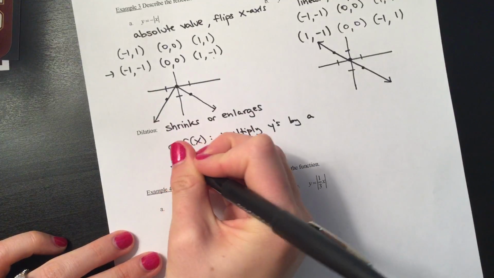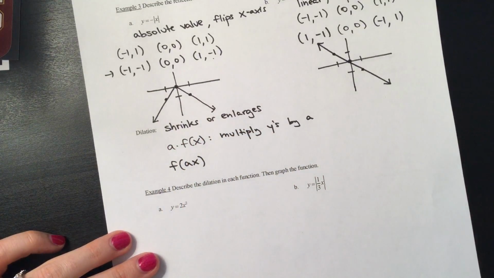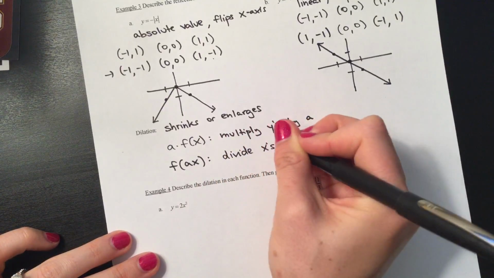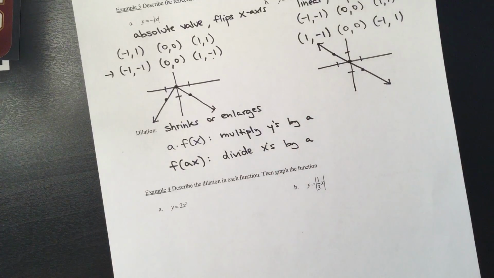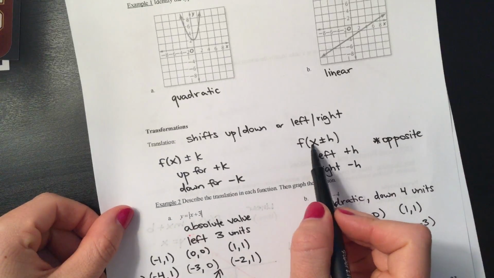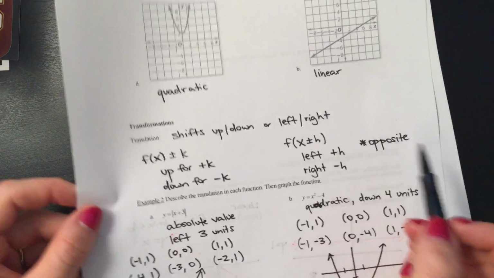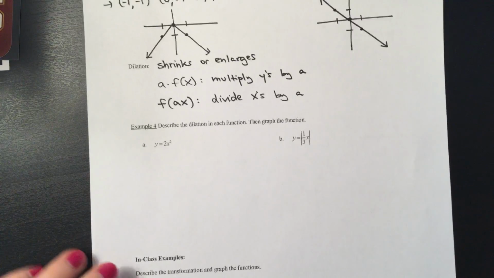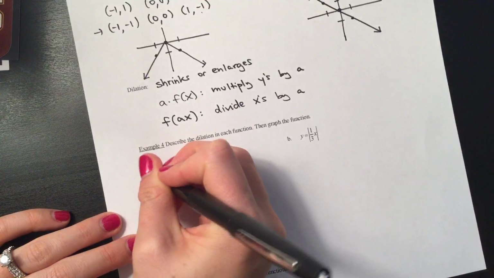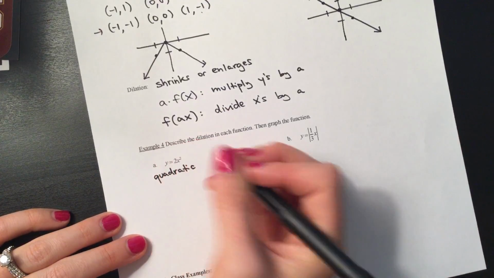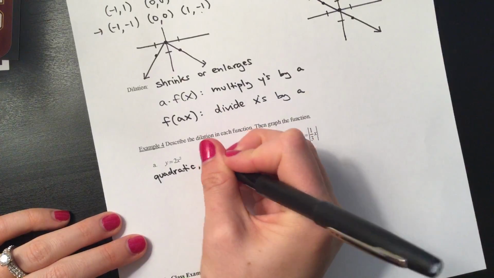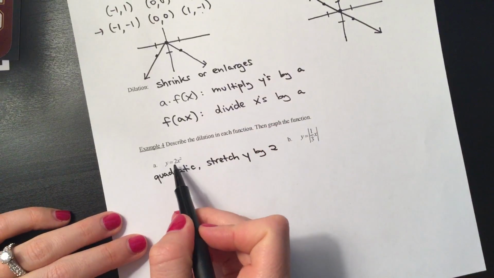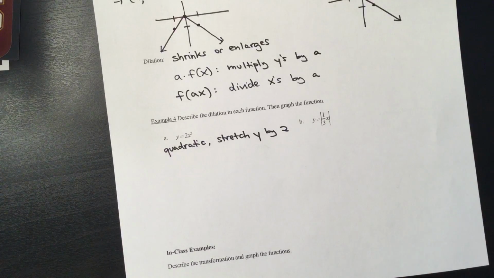And then if you have f of a times x, like that, if the a is on the inside, you are going to divide the x values by a. Remember that we learned from this right here, that if it's on the inside, it does the opposite of what you think it should be doing. So if you have an a in there, you actually divide the x's by a. Okay, so let's look at our last graph here. This one we have an x squared, so it's quadratic. And we are stretching the y value by 2. So it's on the outside of the function, so that means we stretch the y values, not the x values.